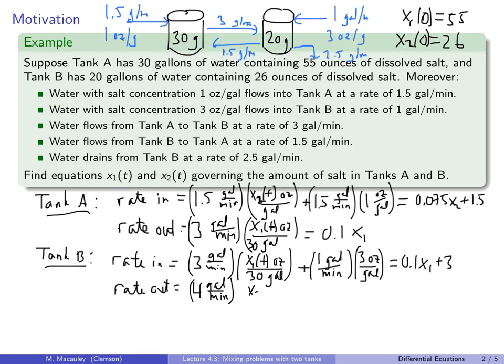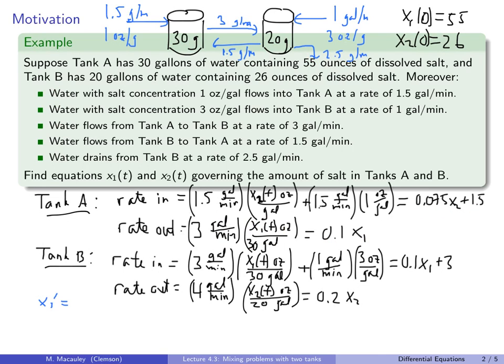times x2 ounces per 20 gallons, and that is 0.2 x2. Okay, so we get a system now. Let's write down our system. Let's see the best place where I can squeeze this in. I think I can do it here. Yeah, so x1 prime is rate in minus rate out. So that is this minus that.